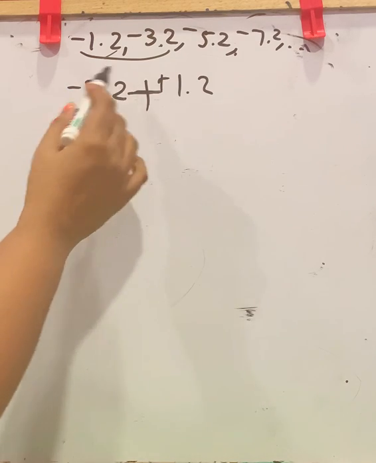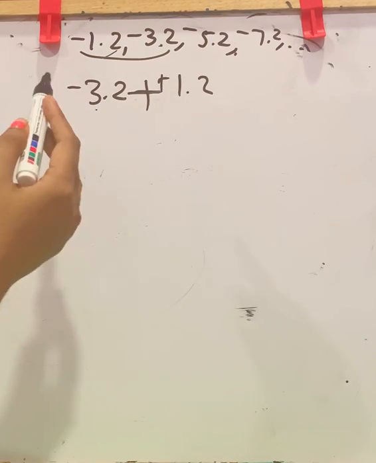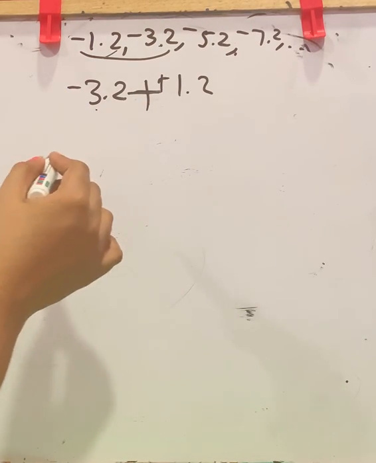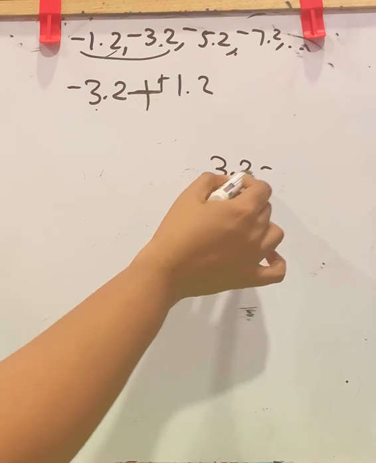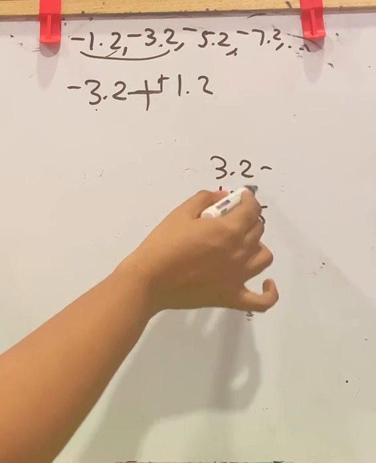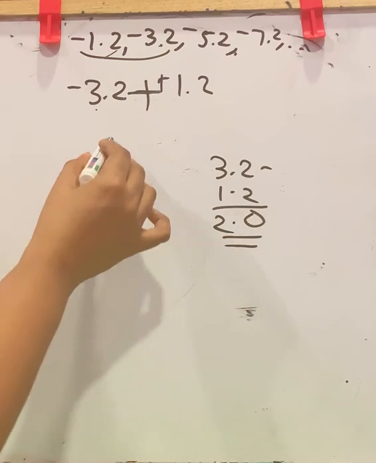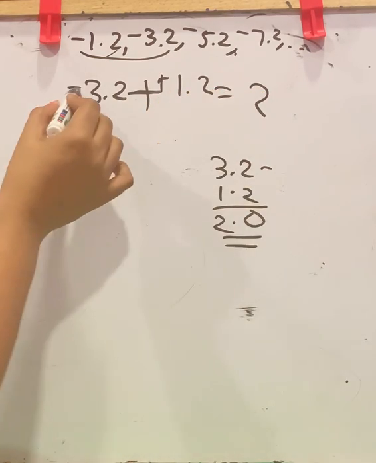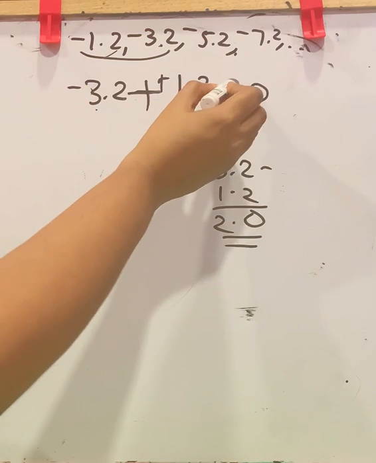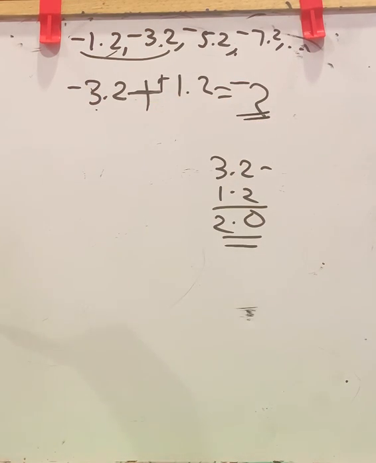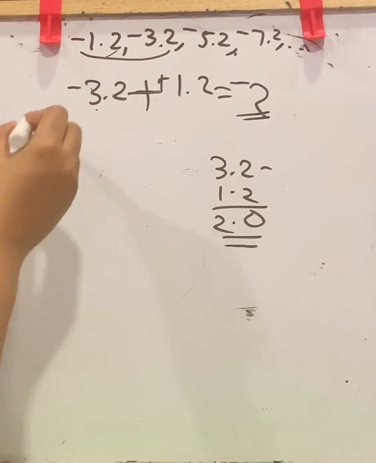Now, addition of opposite signs. You have to subtract the smaller number from the bigger number. That is 3.2 minus 1.2. 0 is here. 3 minus 1 is 2. 2.0 means 2. 2 is the answer. And put the sign of the bigger number. Minus. Minus 2. It is the difference there.